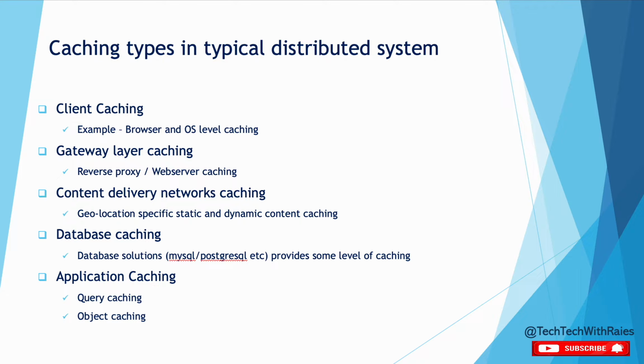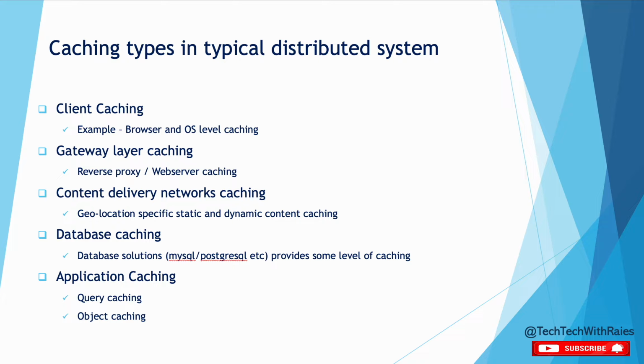Database caching: different solutions like MySQL and PostgreSQL have some settings in the configuration file which can help us enable some level of caching. And finally, application caching. Application caching is one of the most critical and important topics. In this session going forward, we'll discuss application caching itself. Whatever patterns we discuss are applicable mostly to application caching, and the examples I give going forward will be mostly about application caching.